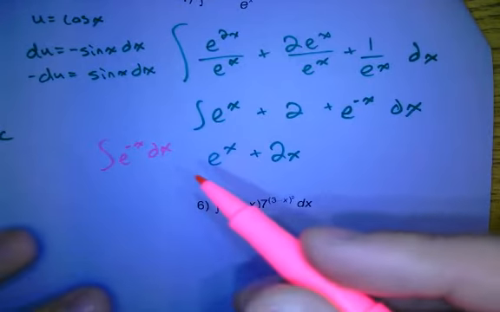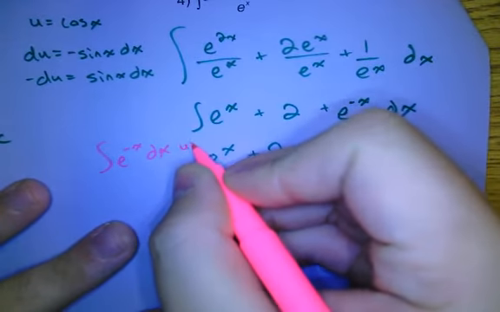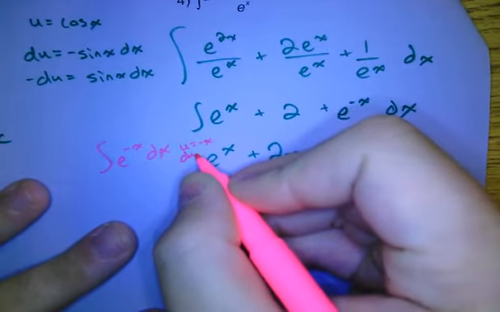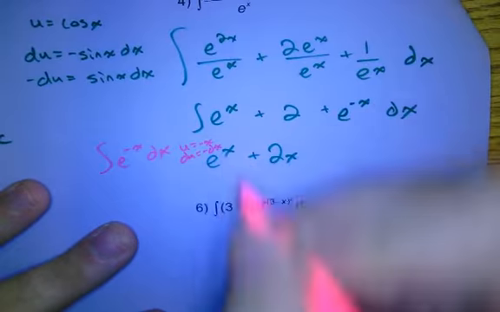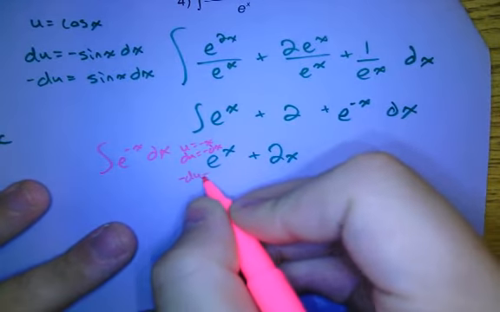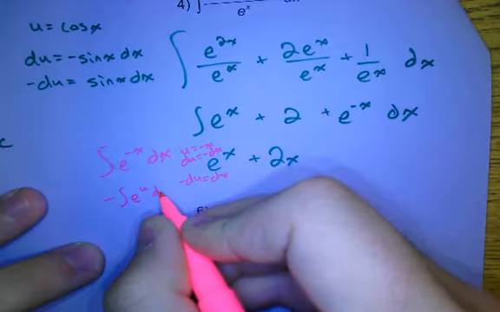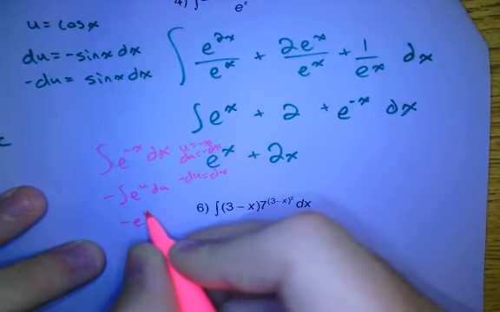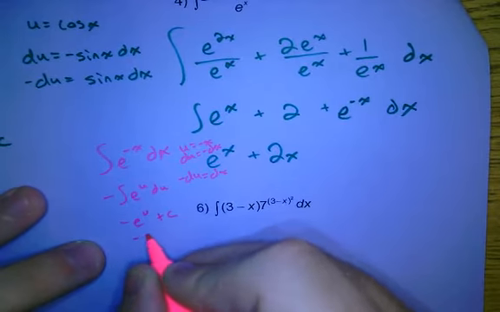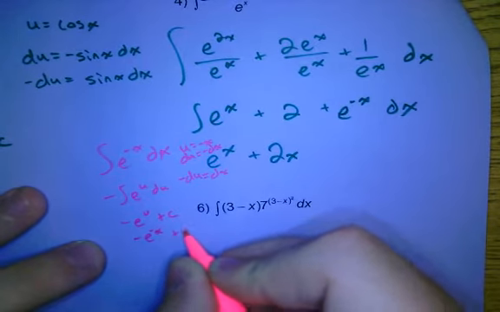What would that u equal? So what does du equal? Negative dx. So negative du equals dx. You get negative e to the u du. So you're going to get negative e to the u plus c, which is negative e to the negative x plus c.